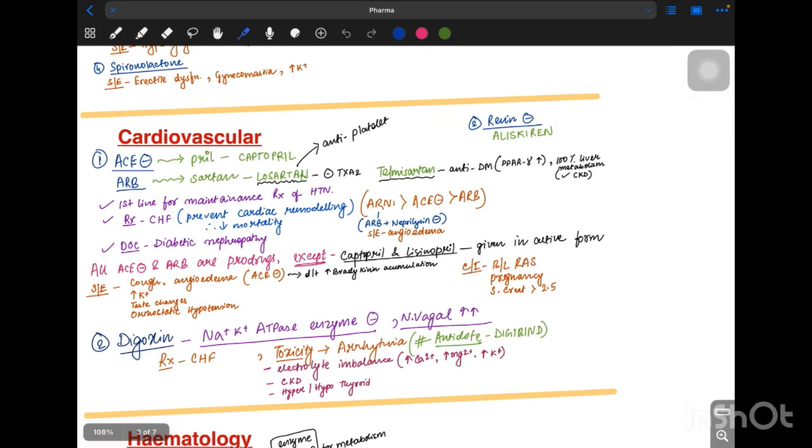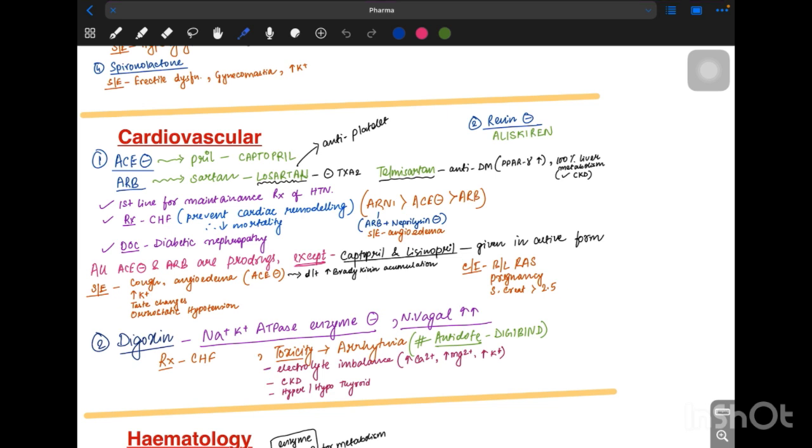So, angiotensin receptor blockers and ACE inhibitors are the first line for maintenance treatment of hypertension. It is used in the treatment of CHF because it prevents cardiac remodeling, so it decreases the mortality in a patient. It increases the survival chance in a patient. So if in an MCQ it comes, what are the drugs which increase the survival chance, or which decrease the mortality in cardiovascular patients?